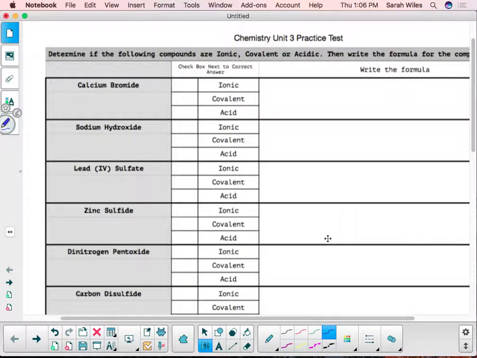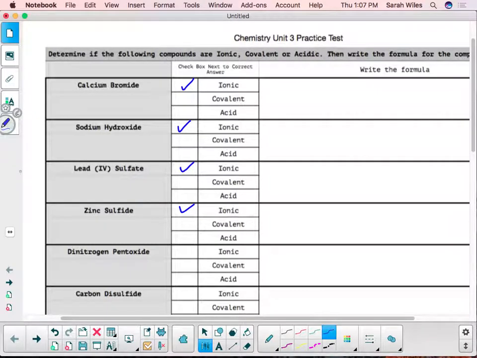Okay, calcium is to the left of the staircase. Metal is ionic. Sodium, left of the staircase. Metal, ionic. Lead 1, it gives me a charge, so that's one indicator that it's ionic. Lead is also to the left of the staircase, which makes it a metal. Metal is ionic. If it starts with a metal, you know, metal, non-metal, non-metal. Okay, you with me? Zinc, left of the staircase, ionic.